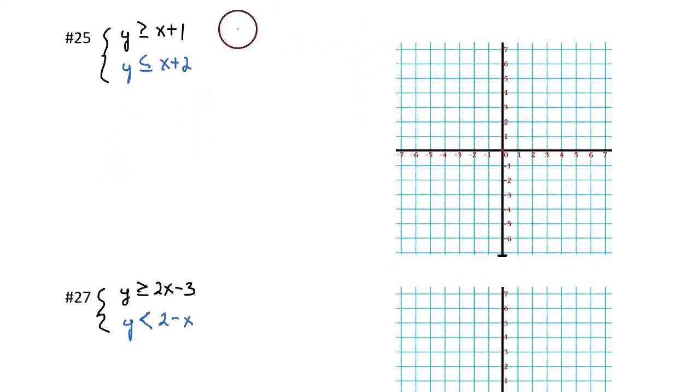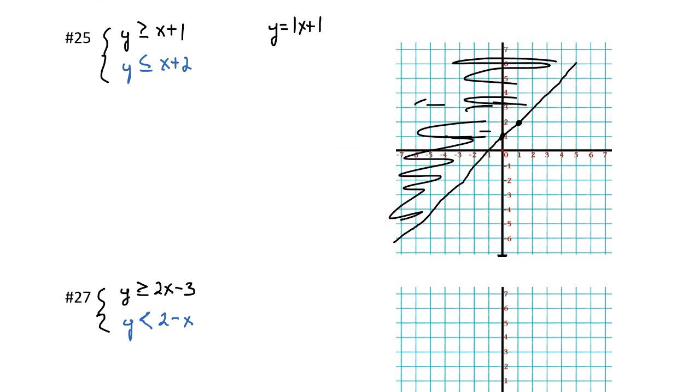Next, number 25. Let's graph the first one. This is like the equation y equals 1x plus 1. A y-intercept of 1 and a slope of 1. So rise 1, run 1. This is a solid line. This has a greater than symbol, so you shade above. Now the blue one. This is like the equation y equals 1x plus 2. So a y-intercept at 2 and a slope of 1. That is, rise 1, run 1. This has the equal line, so it's a solid line.